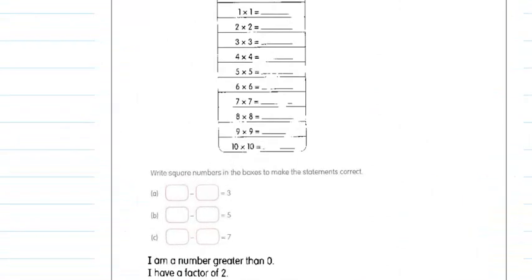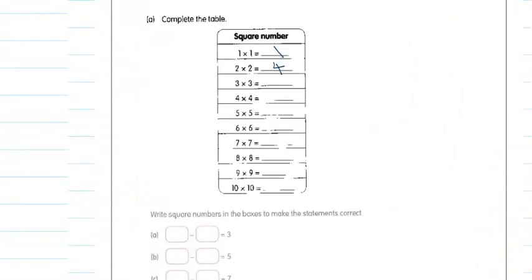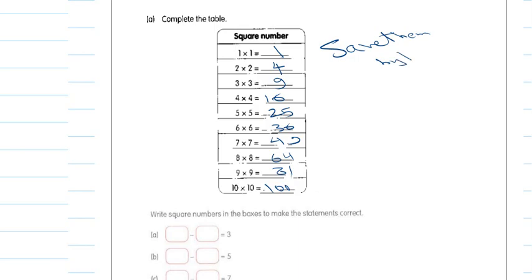The square numbers. If you multiply a number by itself, it gives you a square number. You have to save them. 1 times 1, 1. 2 times 2, 4. 3 times 3, 9. 4 times 4, 16. 25, 36, 49, 64, 81, and 100. Here are the square numbers. You have to know them by heart.